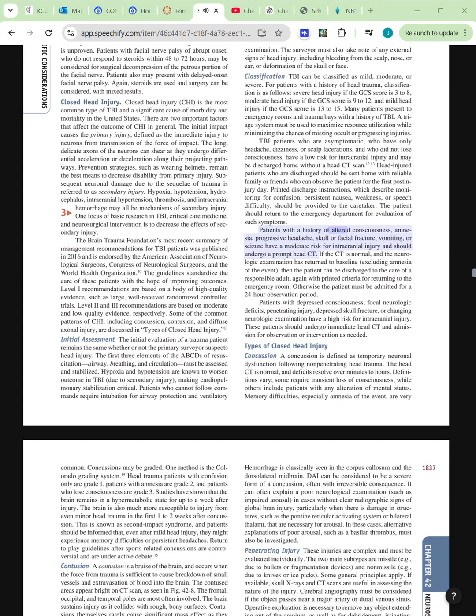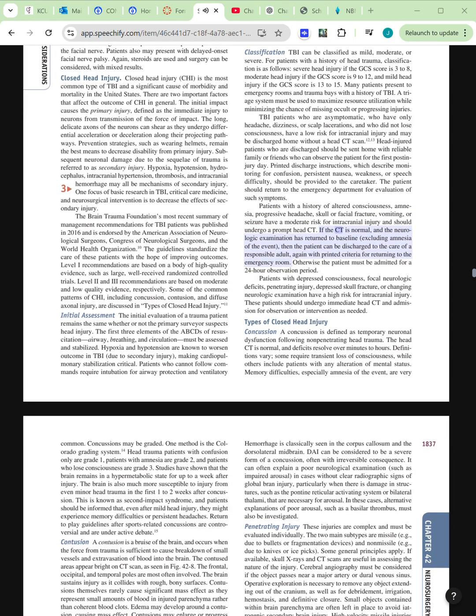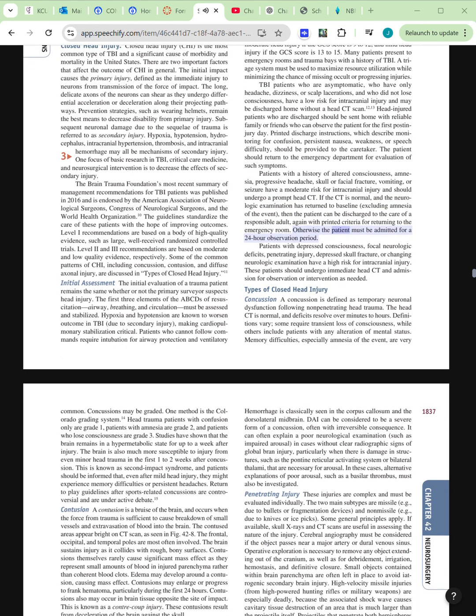Patients with a history of altered consciousness, amnesia, progressive headache, skull or facial fracture, vomiting, or seizure have a moderate risk for intracranial injury and should undergo a prompt head CT. If the CT is normal and the neurologic examination has returned to baseline, excluding amnesia of the event, then the patient can be discharged to the care of a responsible adult, again with printed criteria for returning to the emergency room. Otherwise, the patient must be admitted for a 24-hour observation period.